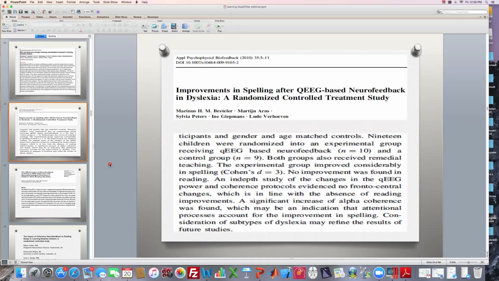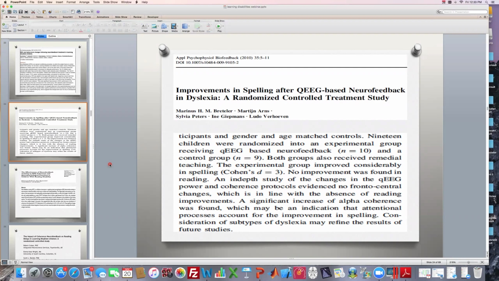Then we waited about 6 years for the next major study, and that was by a group in Belgium, where they studied 19 individuals, again diagnosed with dyslexia. They had 10 of them assigned to a neurofeedback group and 9 to a control group. Both groups also received remedial teaching. So the control group had just the teaching. The experimental group had the neurofeedback and the teaching together.